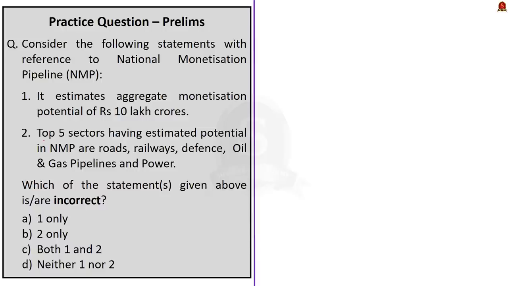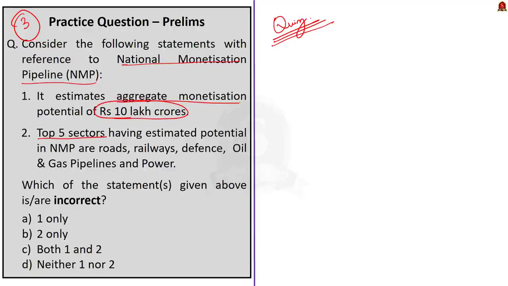Now moving on to the third question. This is the quiz question for you guys. Question 3 is the quiz question. Consider the following statements with reference to National Monetization Pipeline, NMP. Statement 1, it estimates aggregate monetization potential of rupees 10 lakh crore. Statement 2, top 5 sectors having estimated potential in the National Monetization Pipeline are roads, railways, defense, oil and gas pipelines and power. So which of the following statements given here is or are incorrect? The aspirants, you have to be very careful. The question is asking us to find the incorrect statements. So accordingly, try to attempt this question. Post your answer in the comment section.